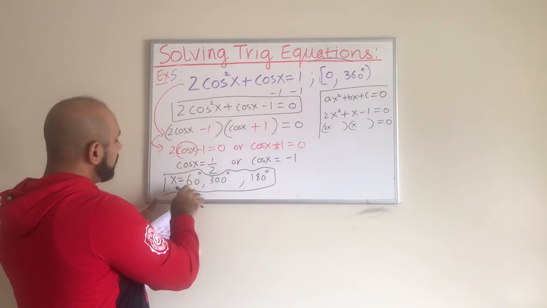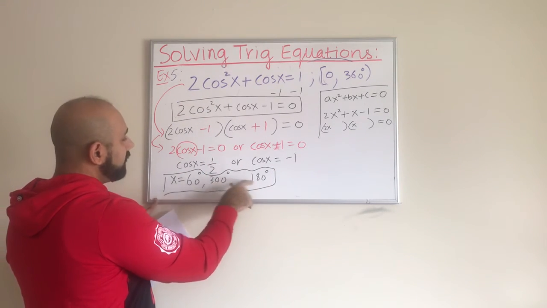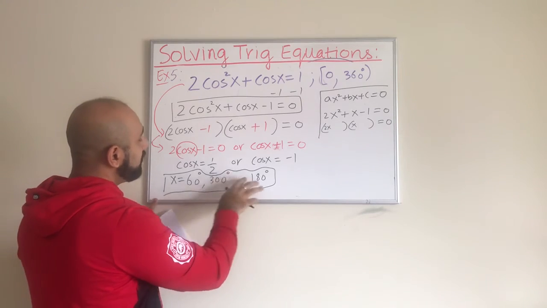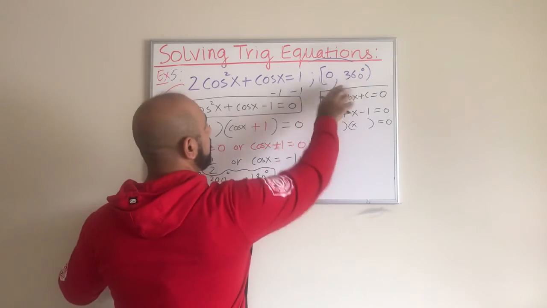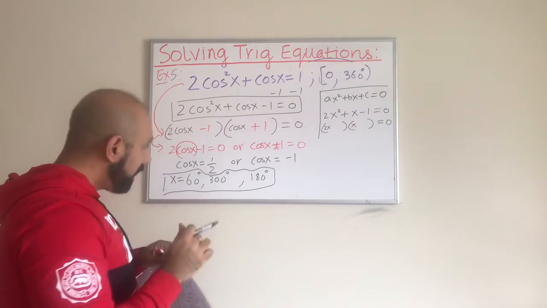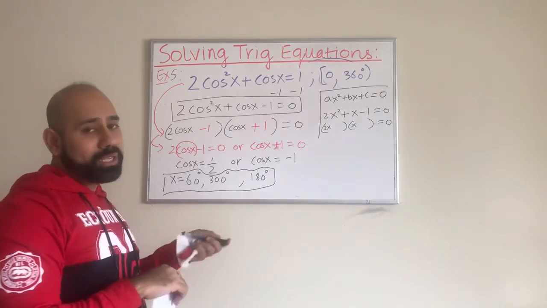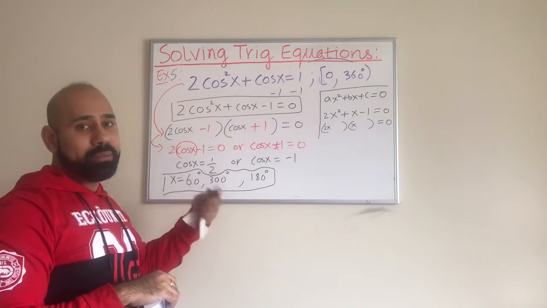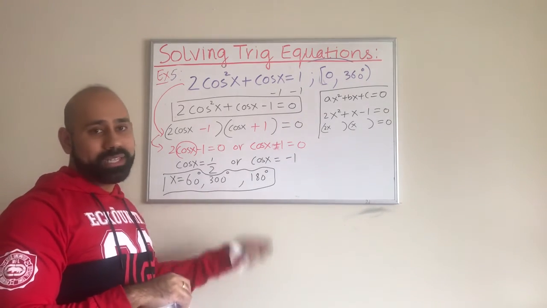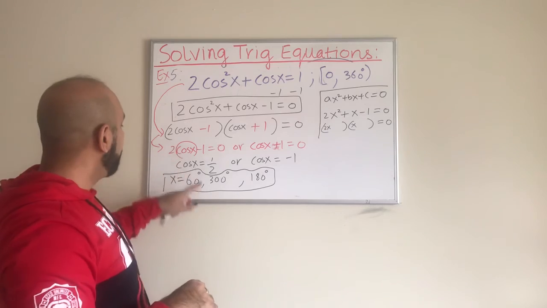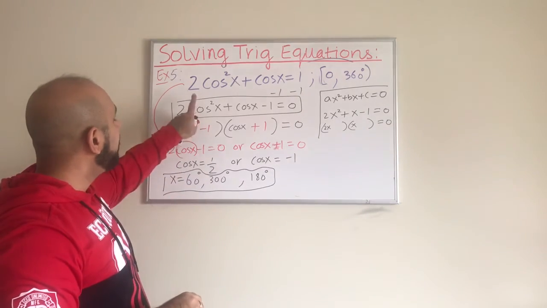Those solutions are 60 degrees, 300 and 180 degrees, and all three are between 0 and 360. So we don't have to do any extra work of finding other values, but we know they are periodic functions. We will have infinitely many solutions if we keep on adding 360 or subtracting 360. But guys, that's it. This was example 5.